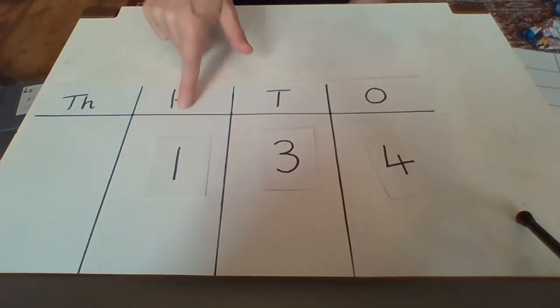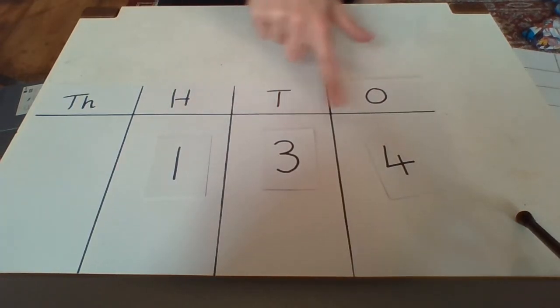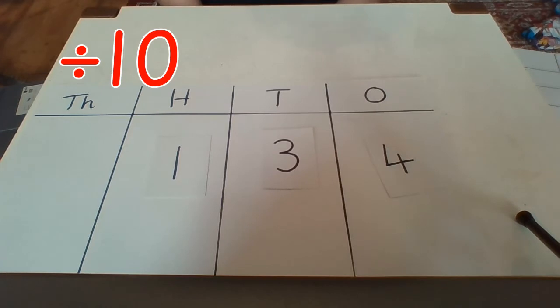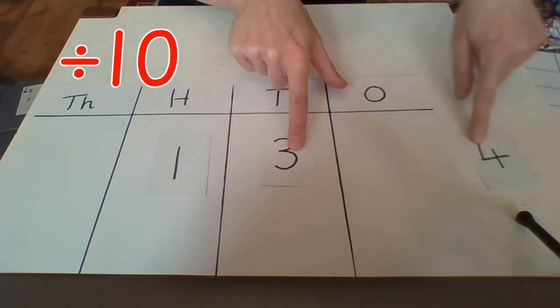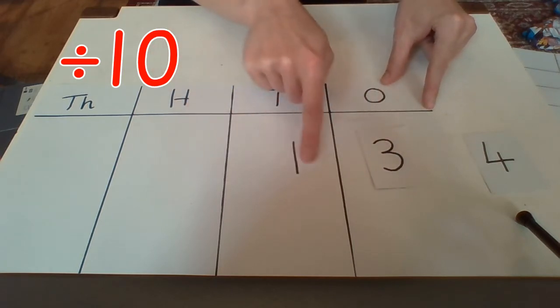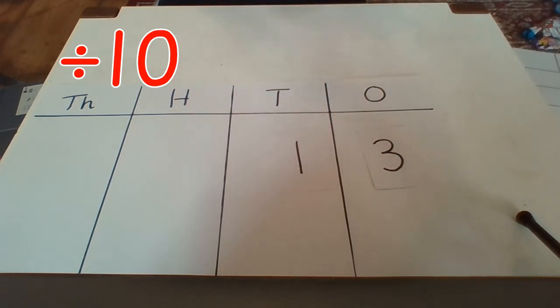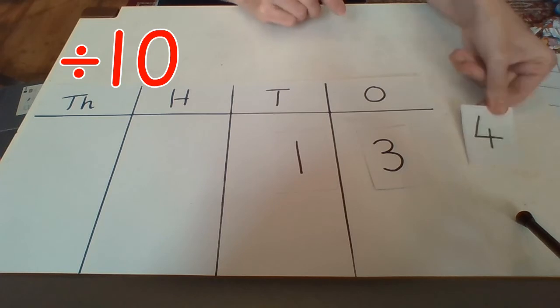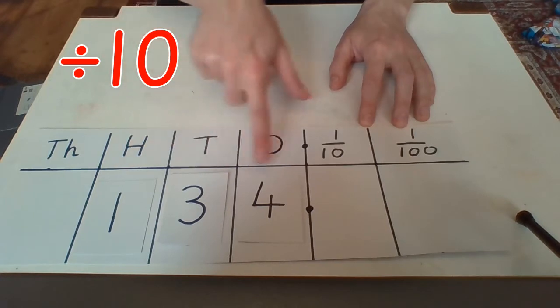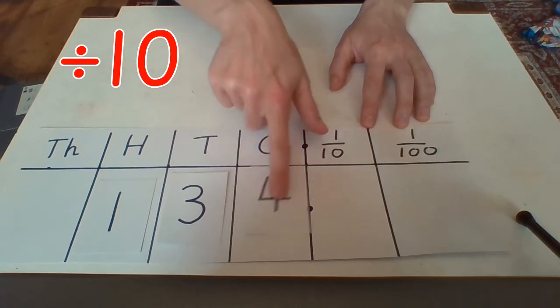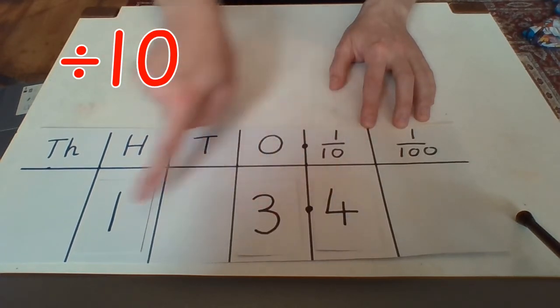So this time another 3-digit number, 134, and I want to divide by 10. So I need to move all my numbers one jump down the chart. But the problem is this number is going to fall off the chart. So I don't know what the place value of this number is. So I'm going to need my other chart. I'm going to try this again. 134 divided by 10. I know I need to jump one place down the chart.